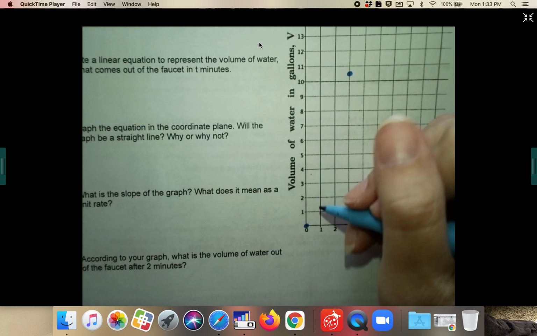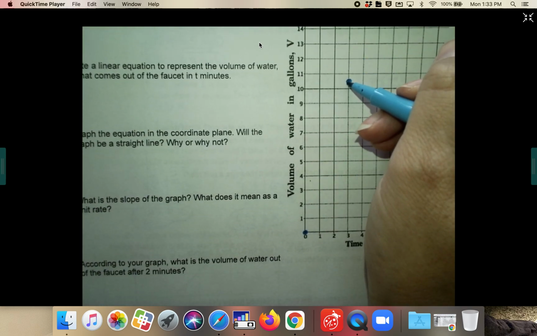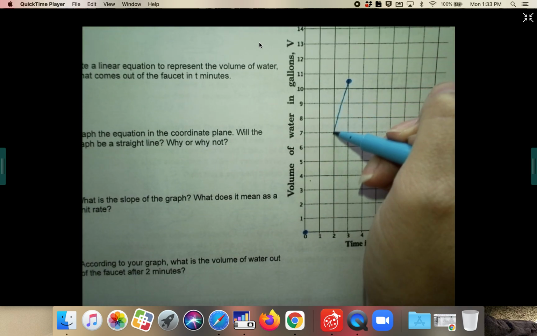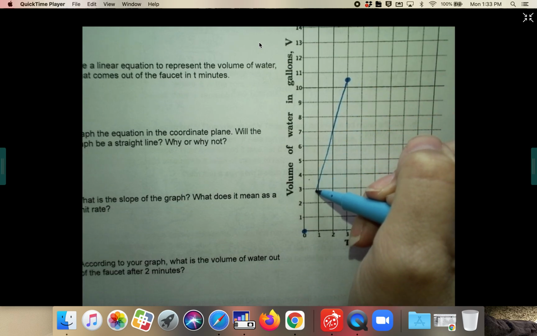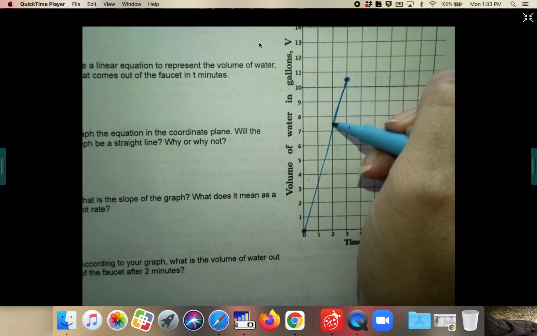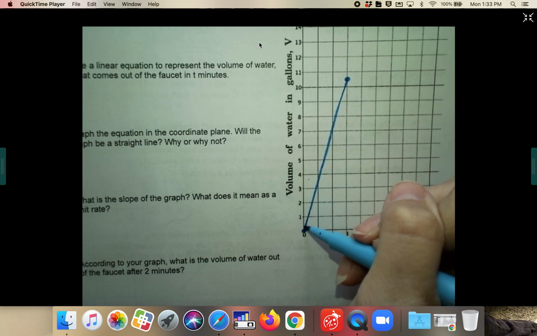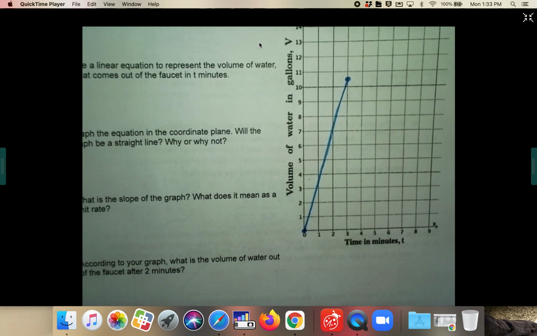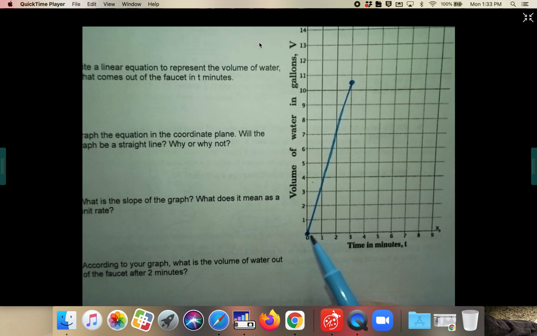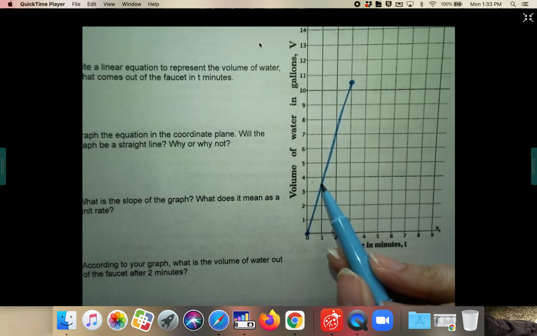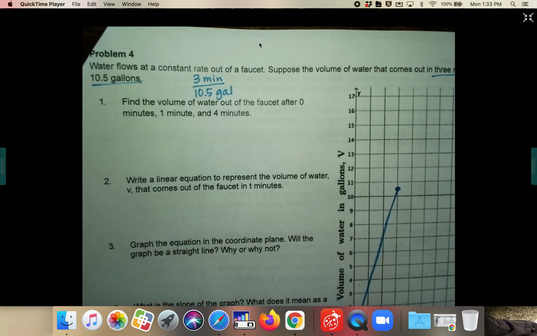Well, I know that it's coming out at a proportional rate. So I know I really should not be drawing this in without a ruler, because my line's not going to be straight, but that's okay. I know that it's going to be constant, which means it's going to have a straight line. So I could go in 1 minute and I could go up to see about where that's at. But a better way to do it would be to find the unit rate.